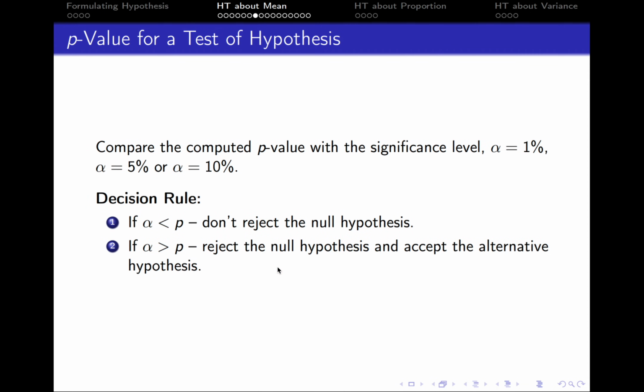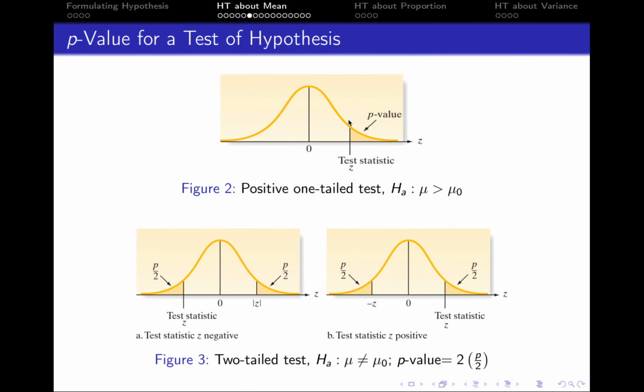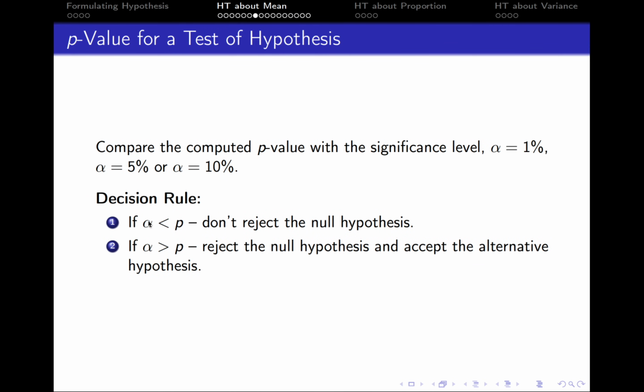So after we've got the p-value, the next step would be to compare it with the significance level. We've already discussed them. There are three most common significance levels: 1%, 5%, and 10%. And here is the decision rule. So if the estimated p-value, the one that we get from using the table, using the test statistic, is higher than the critical value, so it's higher than 1 or 5 or 10%, we do not reject the null hypothesis. So we say that the null hypothesis is probably true.